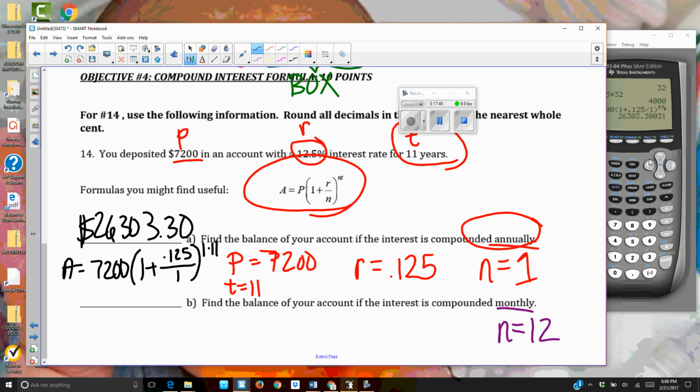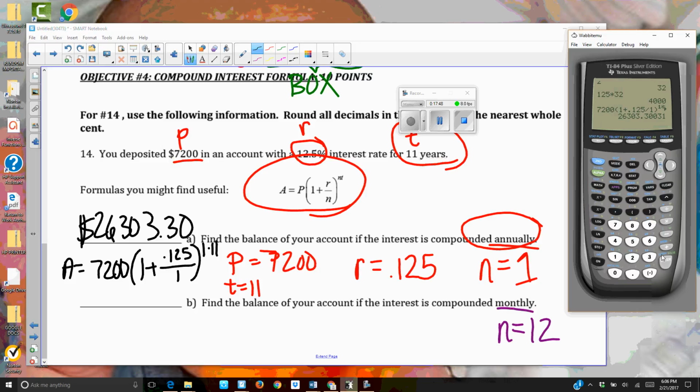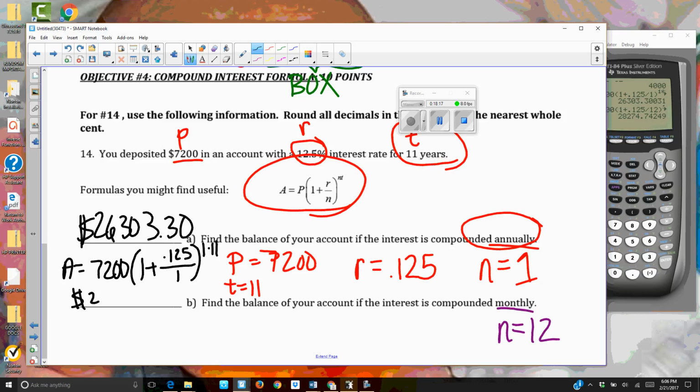And again, same exact thing for this other problem. You can hit second enter really quickly. It'll bring up the previous problem. N equals 12. So I'm just going to go back and change N to 12 for this problem. Close my parenthesis and change this 1 to 12. Might have to retype a few things. Enter, and that's your answer there. That one's 28,274 and 74 cents.